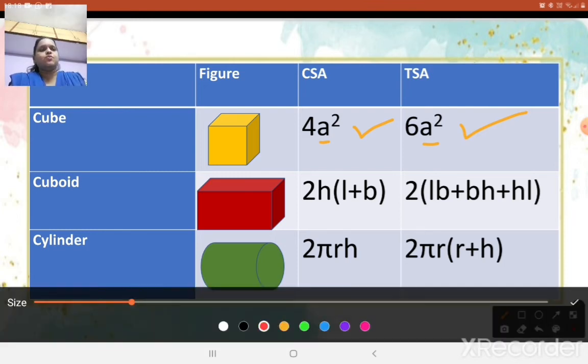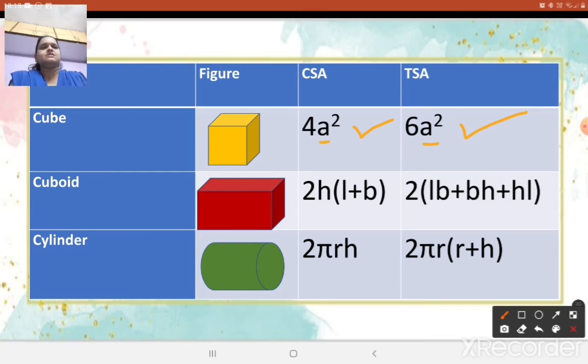So for cuboid, what we can say as a curved surface area? 2h in the bracket L plus B, and the total surface area is 2 in the bracket LB plus BH plus HL. Now what is L, B and H? L is a length, B is a breadth and H is height.